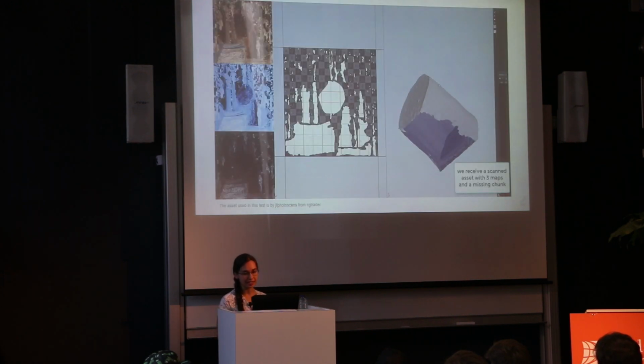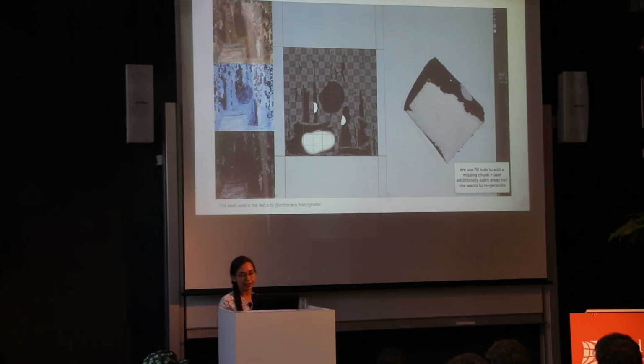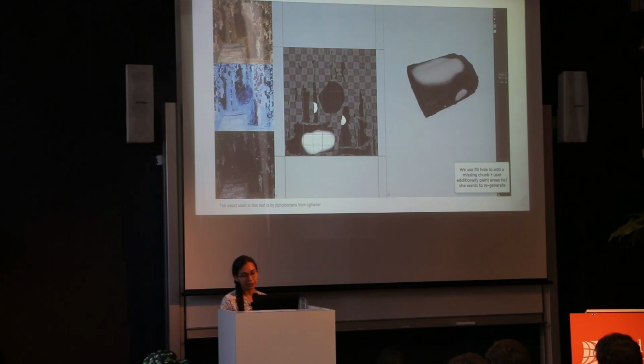So we start by receiving a scanned asset with, in this case, 3 maps, though this number can be arbitrary, and a missing chunk of the bottom. So we use Houdini to fill in the mesh hole and mark it with white to indicate that this is the part of the mesh that needs texture synthesis. And the user can also additionally paint the areas they would like to regenerate. So let's say there is a part that they would like to remove or just have a different variation. So in this case, the user marked 2 parts, one on the top and one on the side.